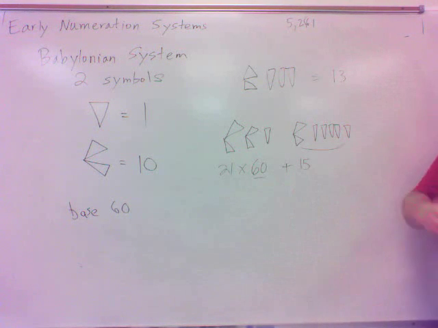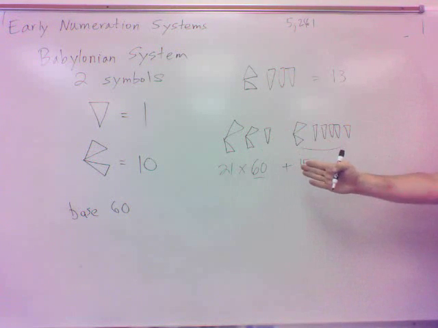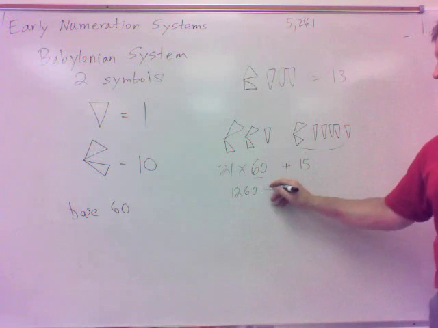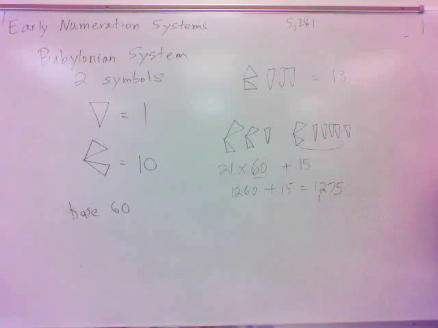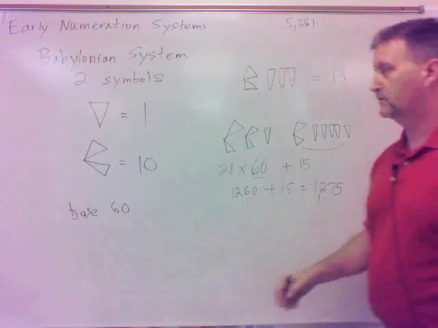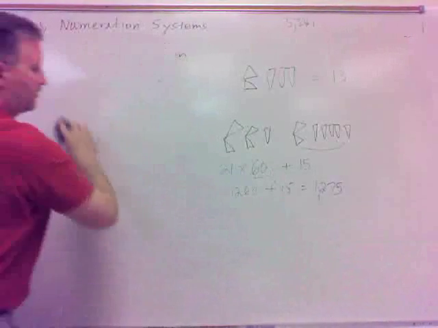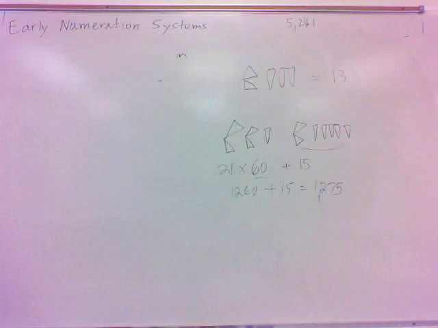So that way they could get bigger numbers out of fewer symbols, because if you multiply the 21 by 60, that's going to give you what? 1260 plus the 15 is 1275. 1275 in our numbers. Okay? So the base will always be on the left. Yeah, the first one on the right is just straight up, just the symbols, and then the next one over is times the 60.